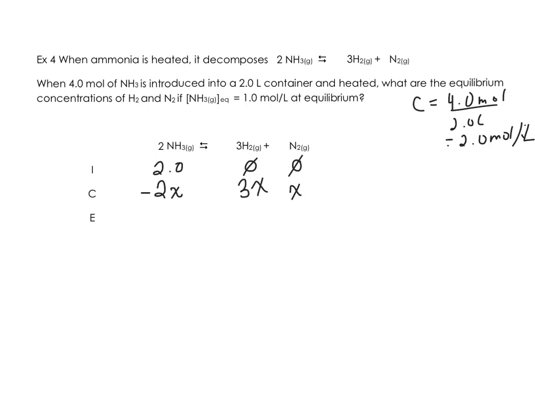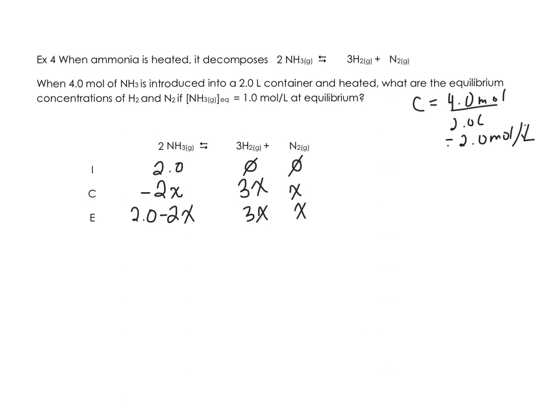And then the E line in the ICE table, you add up the I and the C. So 2 minus 2x. And this is 3x plus 0, and this is x plus 0. So at equilibrium, we have 2 minus 2x for ammonia, 3x for hydrogen, and nitrogen is x. So we need to solve for these concentrations. So we've got to figure out what x is.